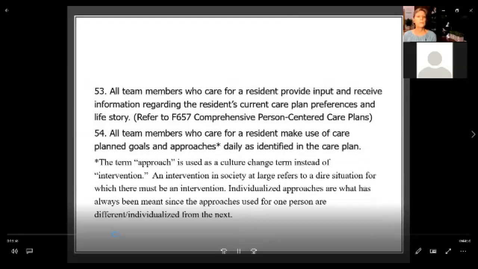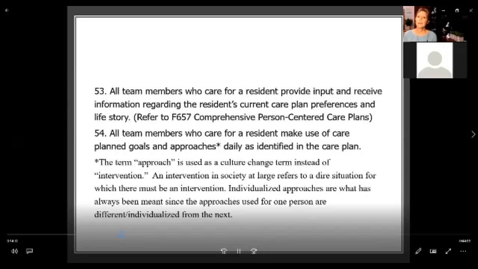Similarly, all team members who care for a resident make use of the resident's care plan goals and approaches every day, daily, as identified in the care plan. So this jazzes me. How about you, everybody? Part of the institutional problems is maybe something good's on the care plan, but people don't know it. So making sure that the person is truly reflected in their care plan, and then everybody knows what that person needs, loves, hates, et cetera.